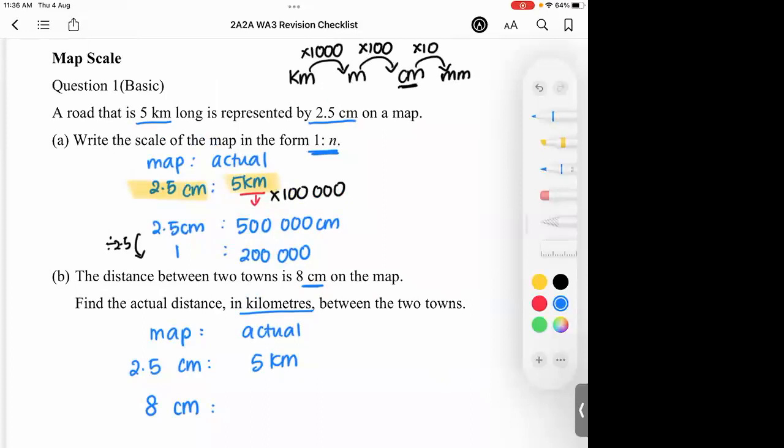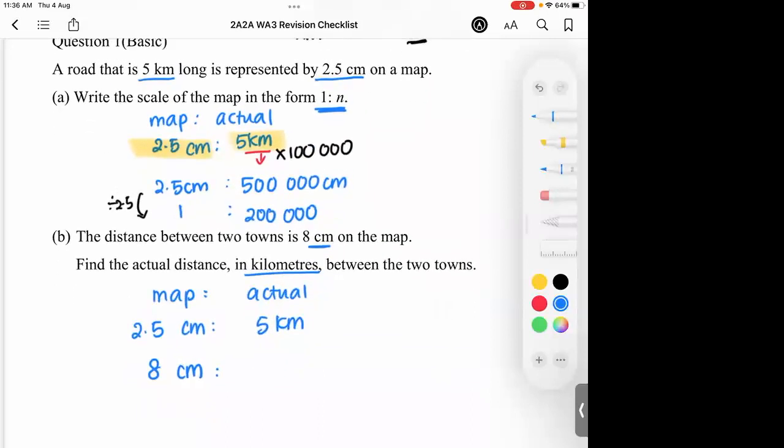Okay, so how are we going to find this proportion? First, we need to divide by 2.5, then we times 5. So we can have 8 divided by 2.5 times 5 to give you the actual distance. Maybe Angelica, can you give me the number? On your calculator, what's the answer?